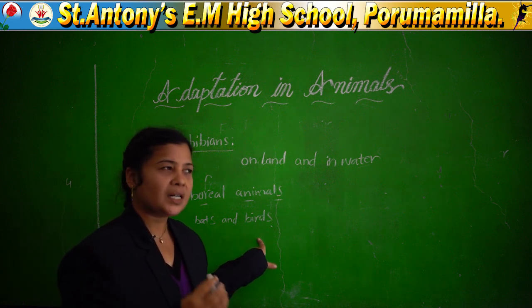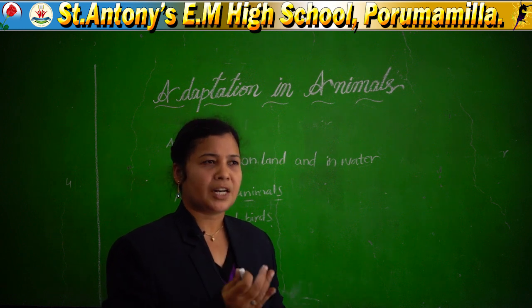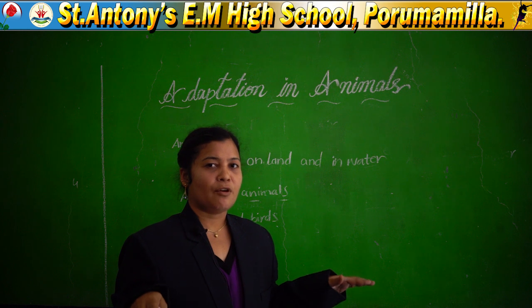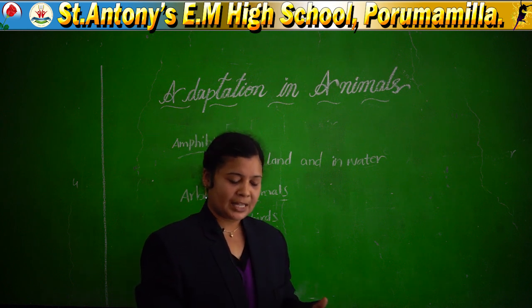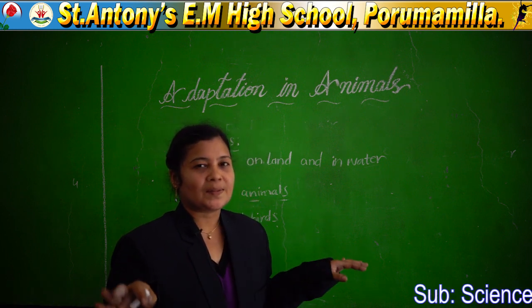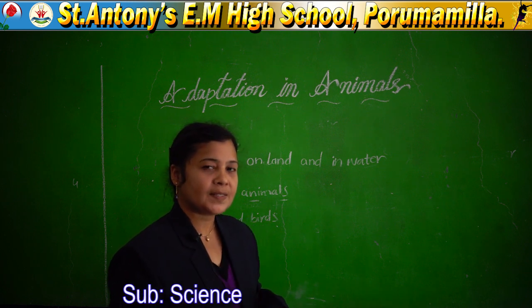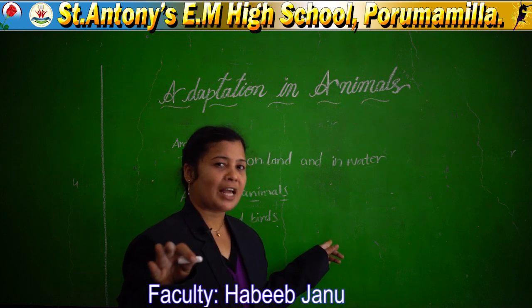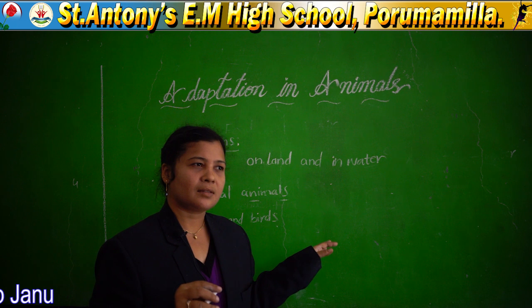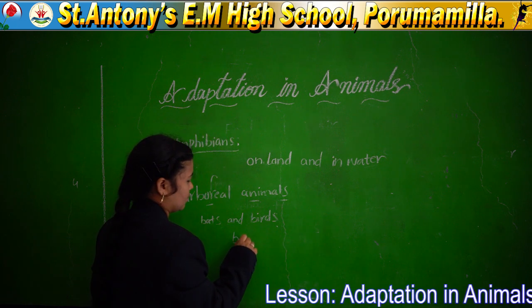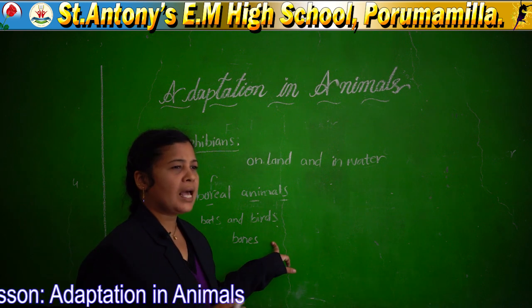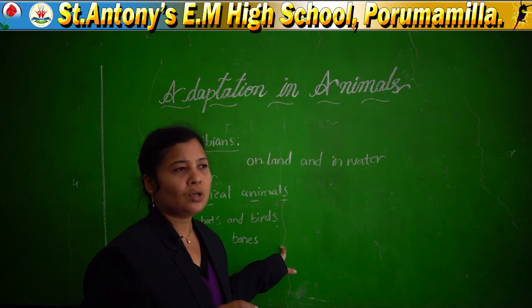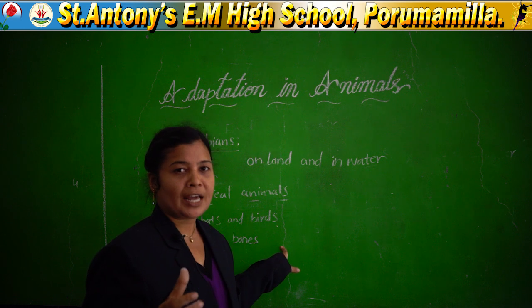So how does a bird survive in these conditions? Birds have feathers. Have you ever seen? Birds have feathers. Their front feet changed into wings. With the help of feathers, they can fly in the air. How do they fly in the air? Because their bones are hollow and light, so that they can fly in the air. With the help of hollow and light bones, they can fly in the air.